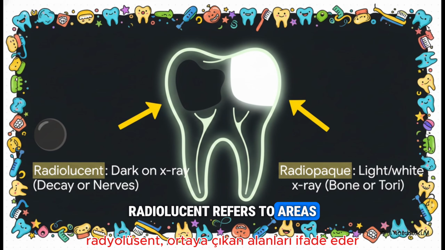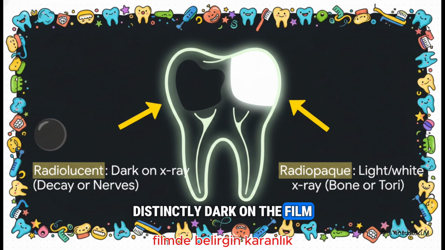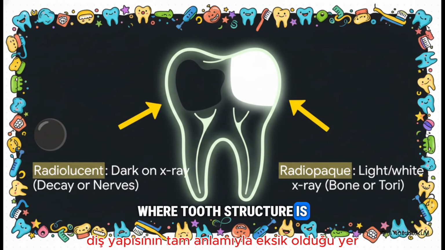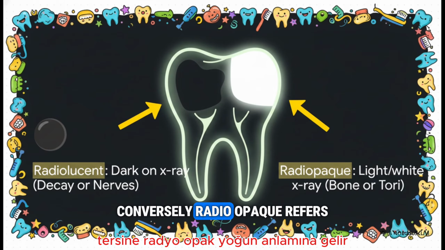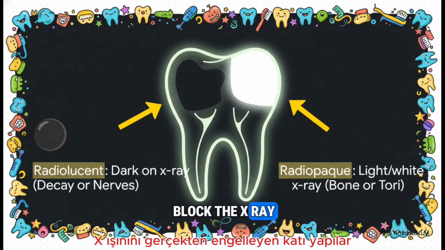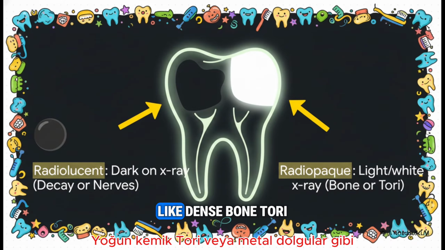Radiolucent refers to areas that show up distinctly dark on the film. We're talking about things like the nerve canal or active decay where tooth structure is literally missing. Conversely, radiopaque refers to dense, solid structures that actually block the X-ray. These show up stark white or light, like dense bone, tori, or metal fillings.